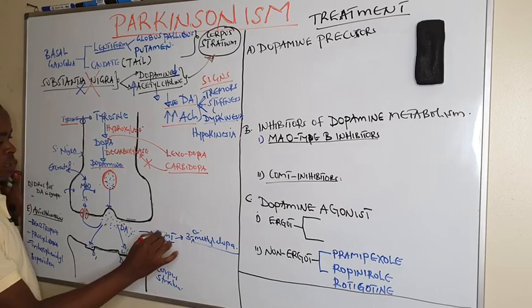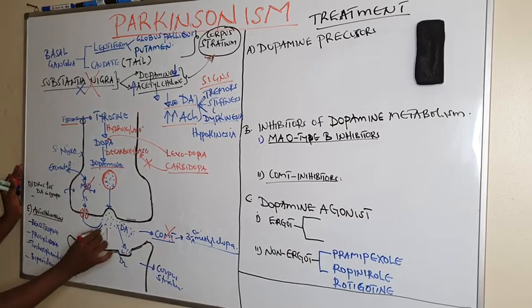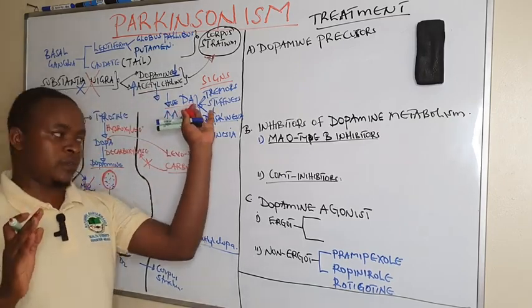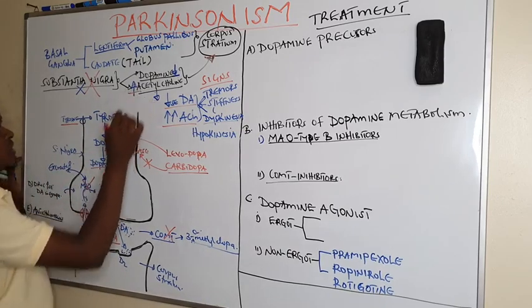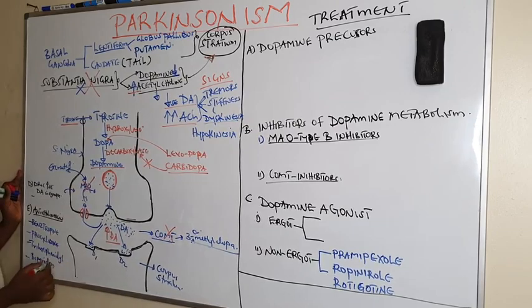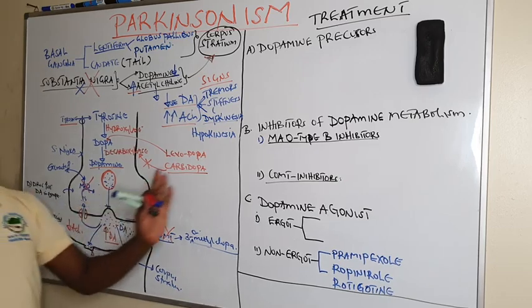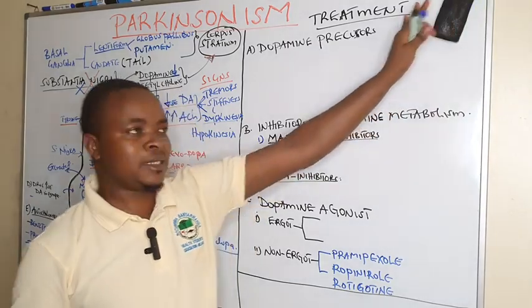So without wasting any time, we are going to see different drugs that inhibit. We are going to see COMT inhibitors, MAO inhibitors in treatment, and those that increase dopamine levels in the synaptic cleft. As we have seen, the problem is a decrease in dopamine, and also an increase in acetylcholine. So we shall also see drugs which can decrease acetylcholine. Let us begin with the drugs we use to treat people with Parkinson's disease.